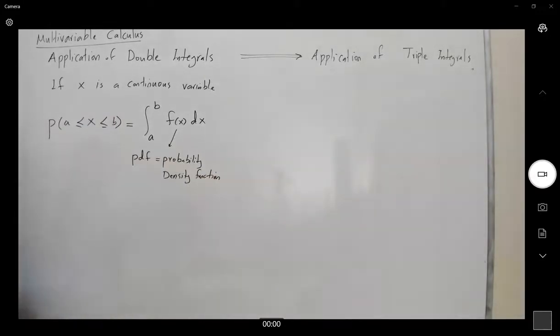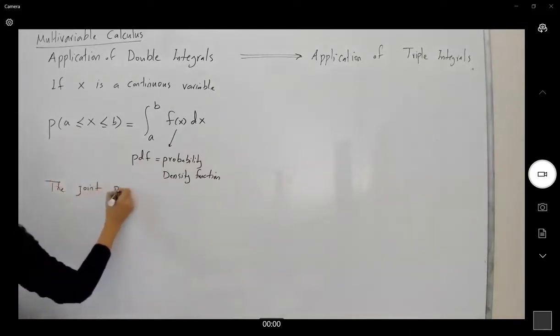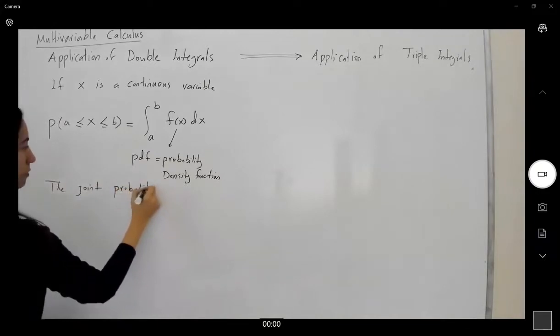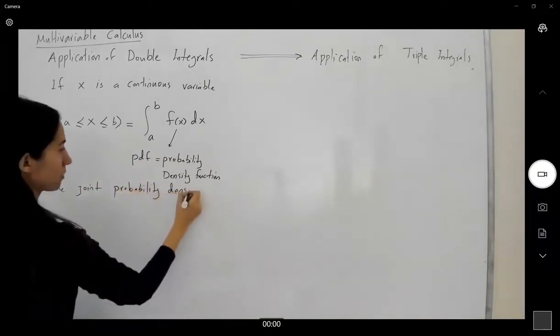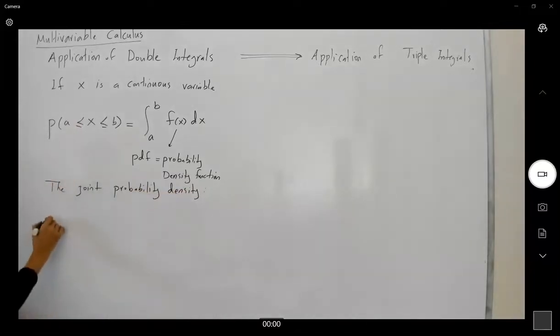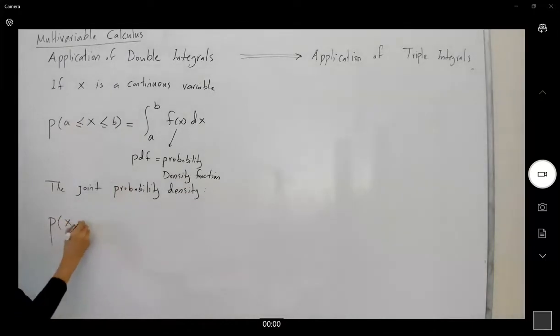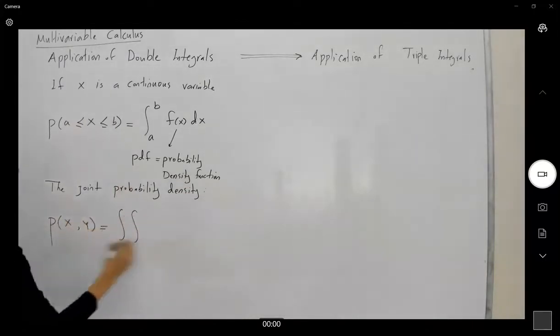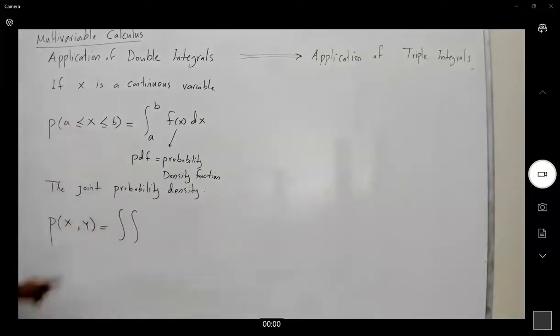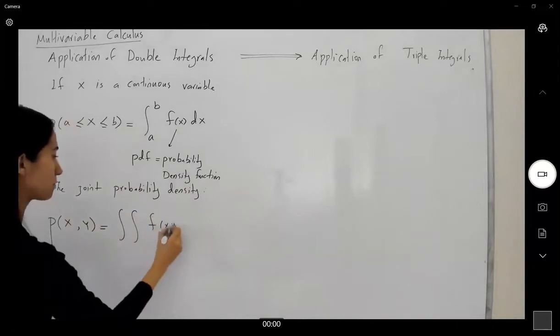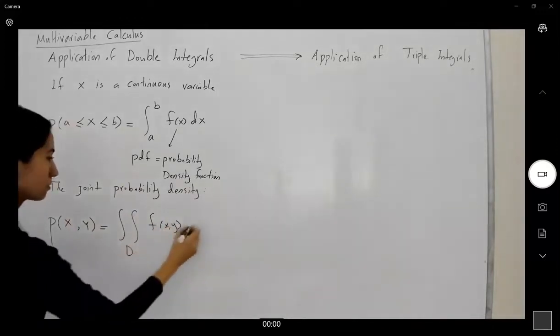What if we have two random variables and we want to find the probability with respect to those two variables? In that case, the joint probability density is defined this way. We say that you have the probability of x and y, which is defined as the double integral. Here you have two variables, so you get the double integral of f of x and y over region D, dA.